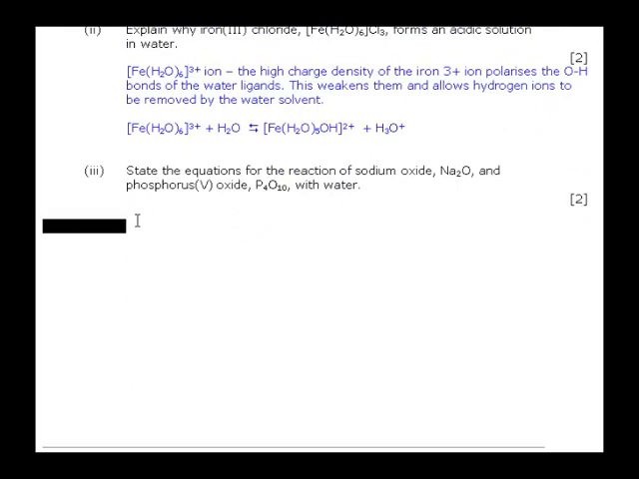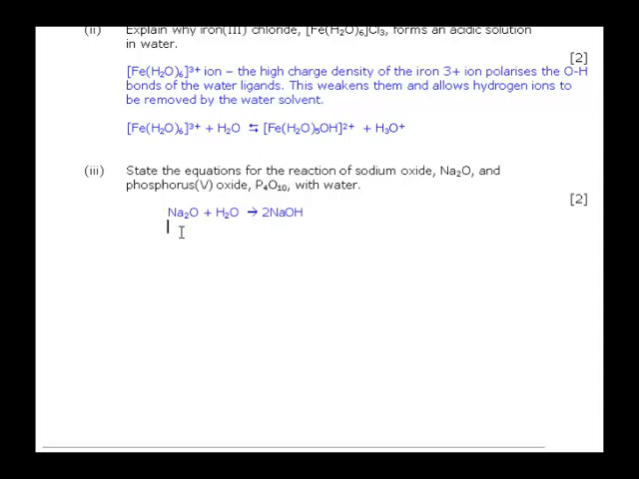Finally, we have to state the equations for reaction of sodium oxide, Na2O, and phosphorus with water. Na2O plus, let's borrow an H2O from here. This isn't an equilibrium, it's a direct reaction, and it makes 2 NaOH. This is why sodium oxide dissolves in water to form a basic solution.